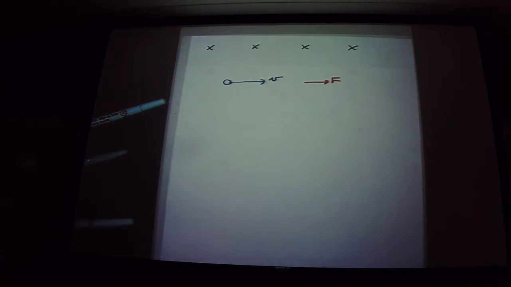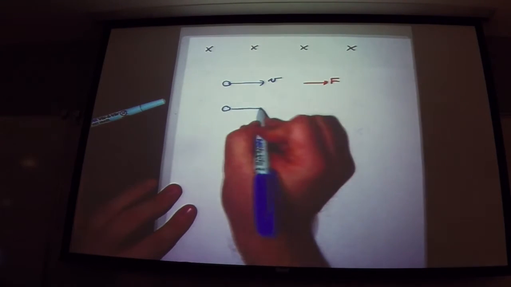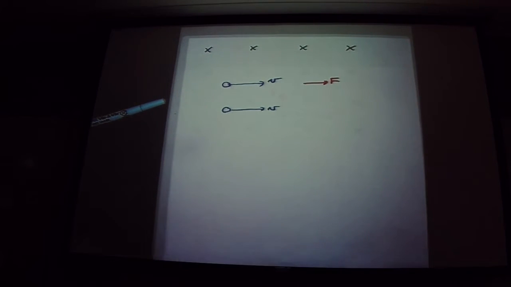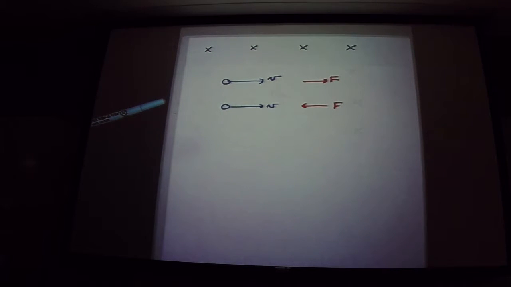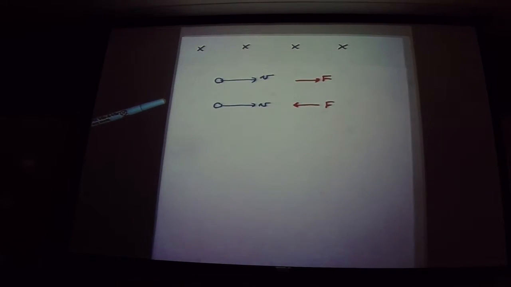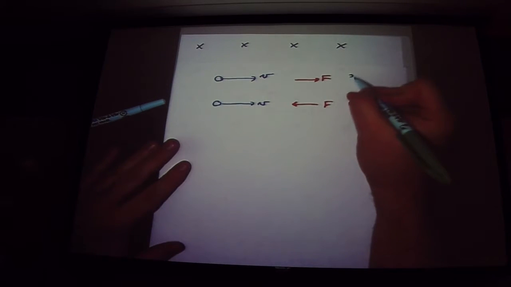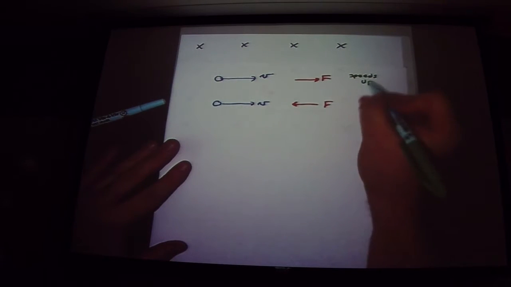What happens if I put a force in the opposite direction of the velocity? It will slow down. So if the force is in the direction of the velocity, the object will speed up. If the force is in the opposite direction of the velocity, it will slow down. The speed will decrease. This speeds up. This slows down.